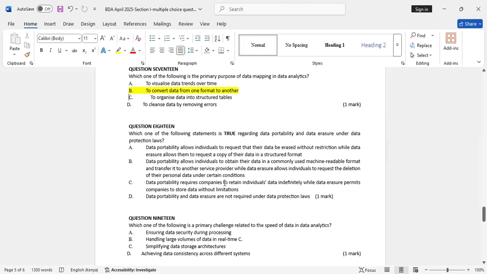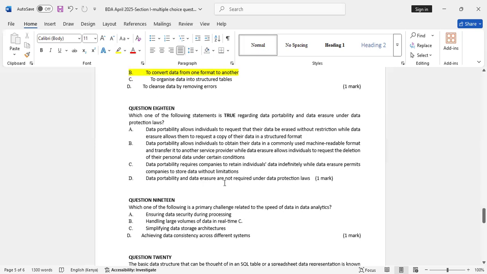Question 18. Which one of the following statements is true regarding data portability and data erasure under data protection law? So I'll read A. Data portability allows individuals to request that their data be erased without restriction, while data erasure allows them to request a copy of their data in a structured format. In fact, they have interchanged it.